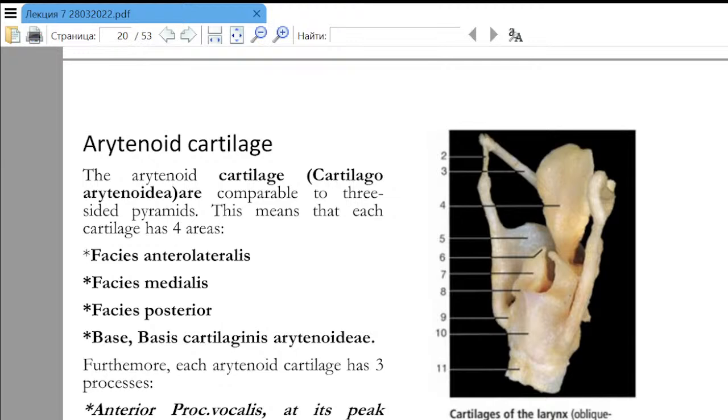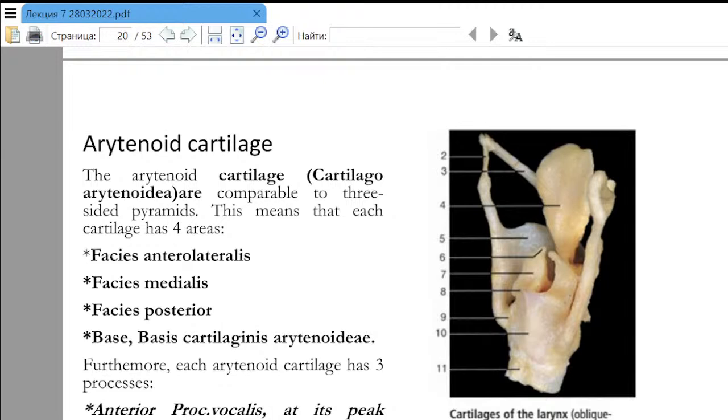Facies medialis, facies anterolateralis, and base of the arytenoid cartilage. Each arytenoid cartilage has three processes.